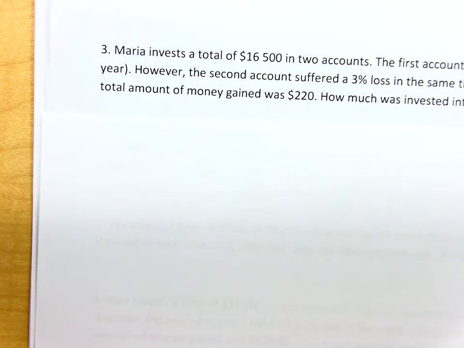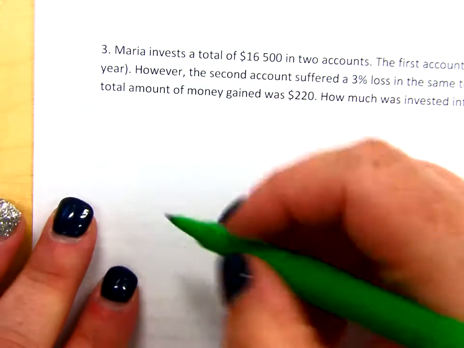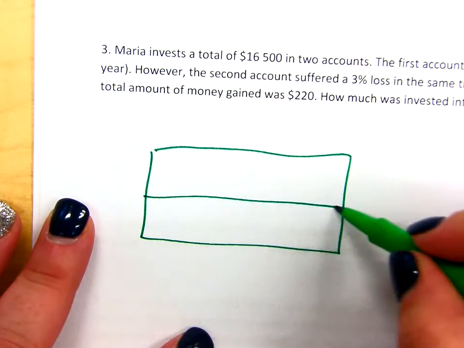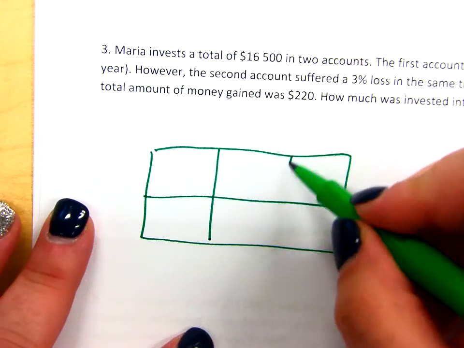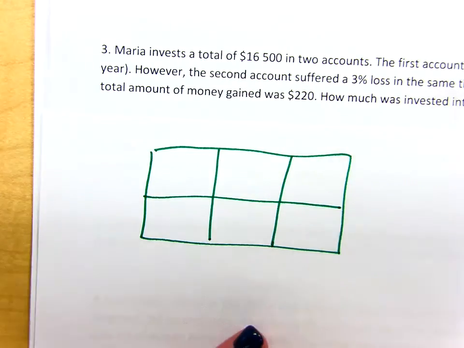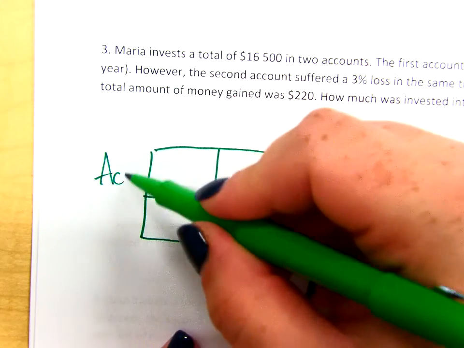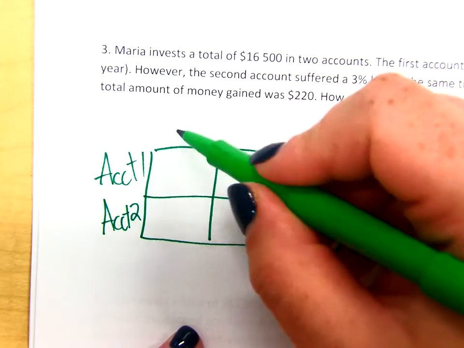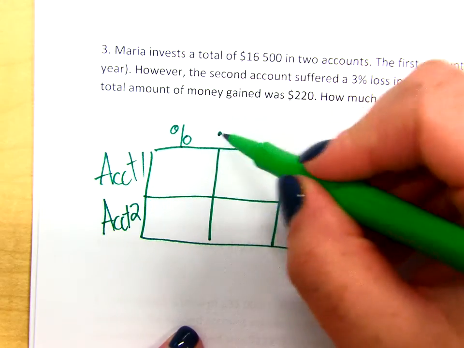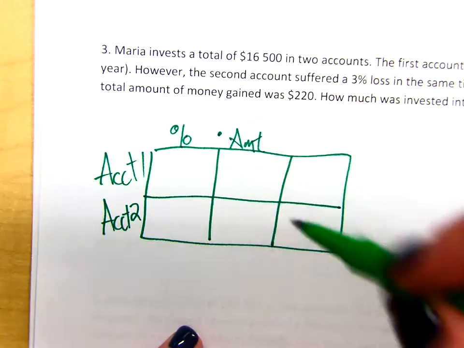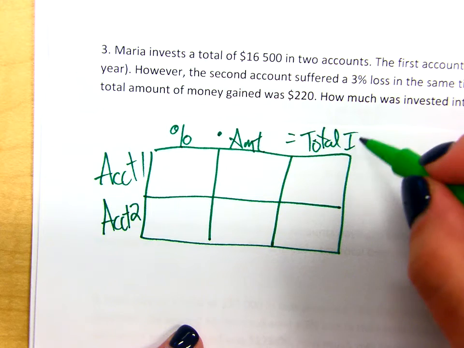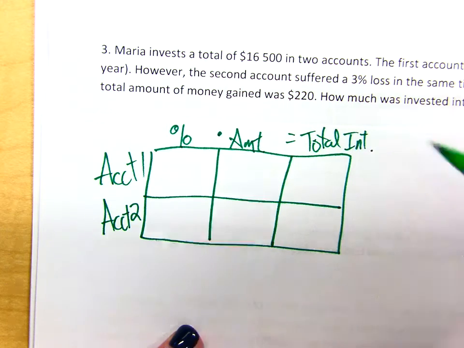Okay, so we're going to make our chart. Remember how our chart works for these. I have two different accounts that she's depositing stuff into, so I'll have account 1 and account 2. And I'm going to take their percentage times the amount, which is going to get me the total interest, or total earned, or whatever you want to call it.